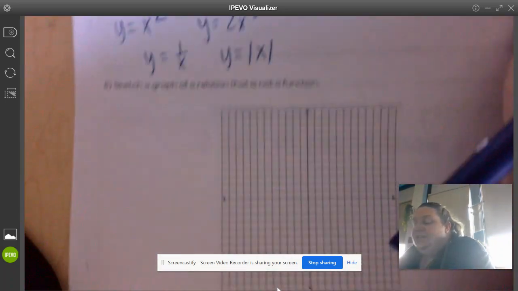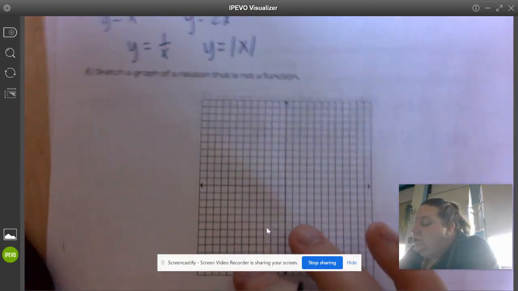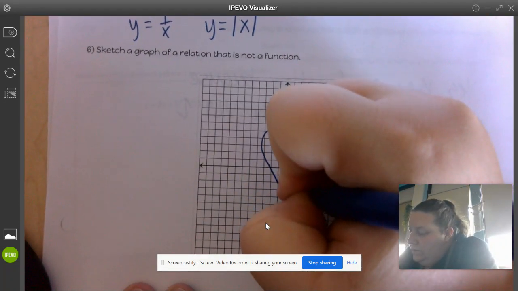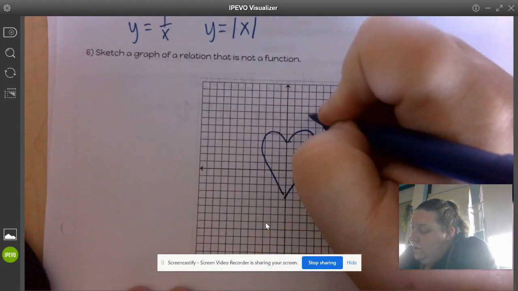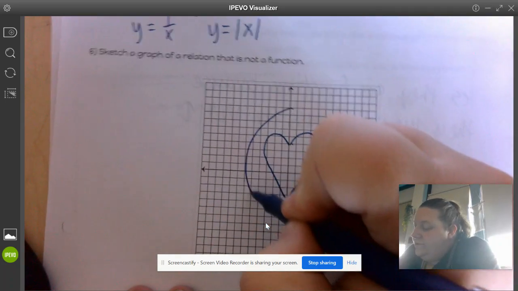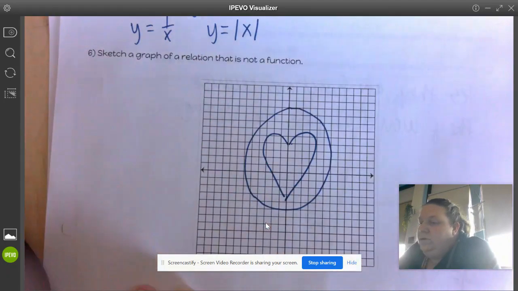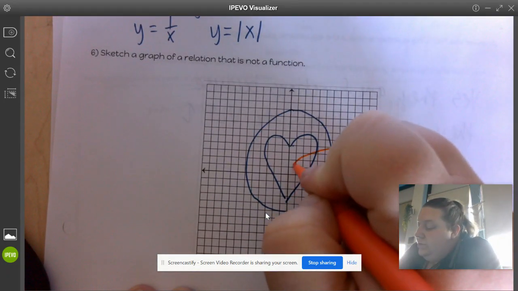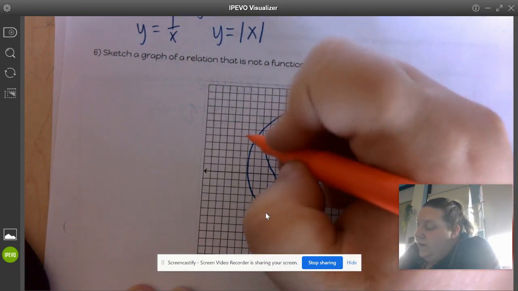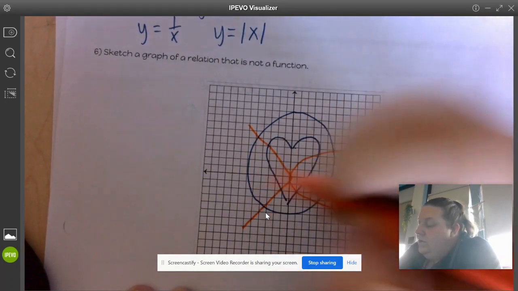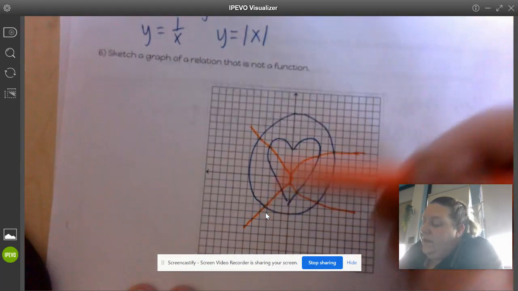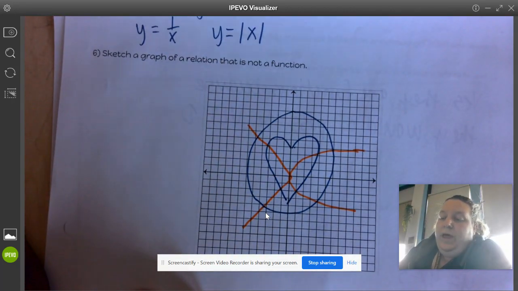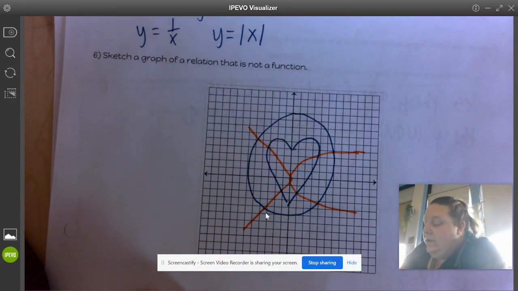Then sketch a graph of a relation that is not a function. So there are so many examples you could do. For example, you could draw a nice little heart. It overlaps. You could draw a massive circle. I'm going to use a different color. You could draw a sideways U. You could draw a sideways V. Anywhere where your vertical line is going to hit the graph at more than one spot, meaning it shares multiple x values, makes it so it's not a function.